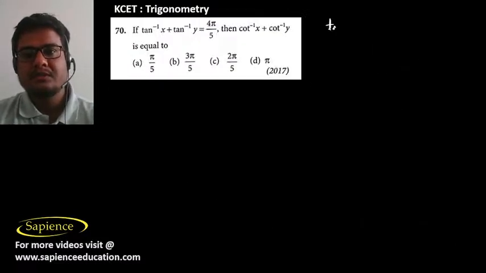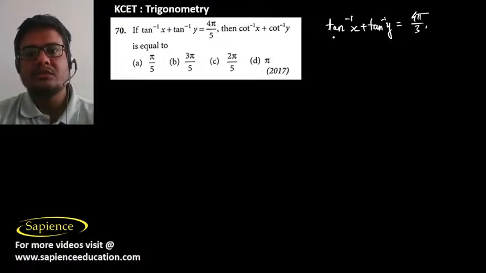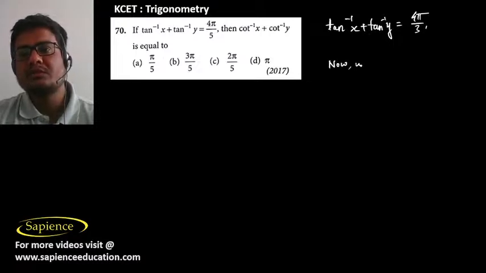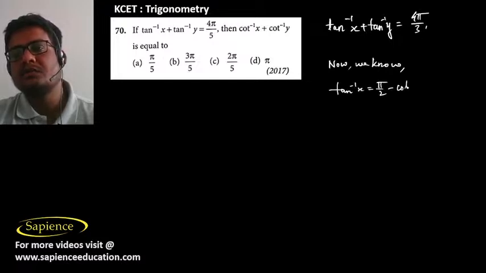Then here it is told, if tan inverse x plus tan inverse y is equal to 4 pi by 5, then cot inverse x plus cot inverse y is how much? So now we know that tan inverse x can be written as pi by 2 minus cot inverse x, and tan inverse y also can be written as pi by 2 minus cot inverse y.